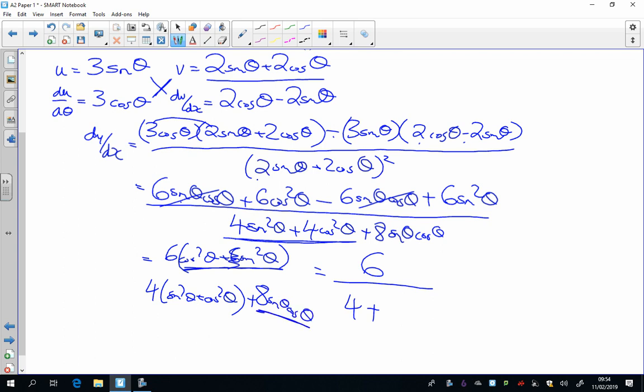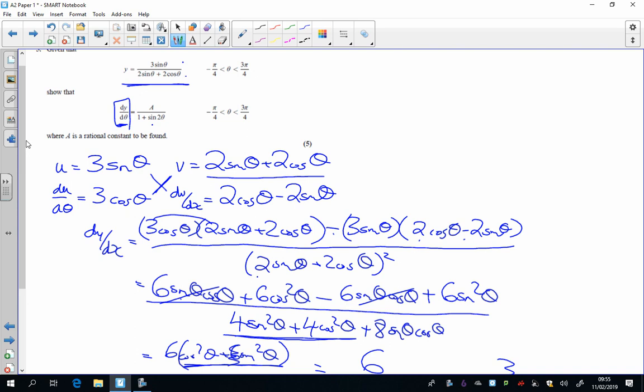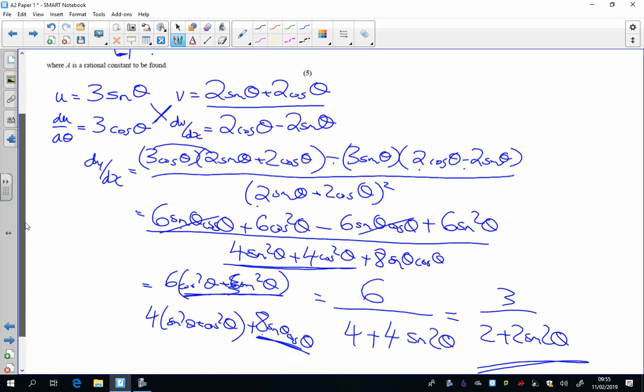Now, we need a double angle formula here. Our double angle formula is that sine 2 theta is 2 sine theta cos theta. We've got 8 of them, so there's a 4 there. Last line, I'm going to divide it all by 2. Dividing everything by 2 gives me 3 over 2 plus 2 sine 2 theta. And that is where we were almost there.